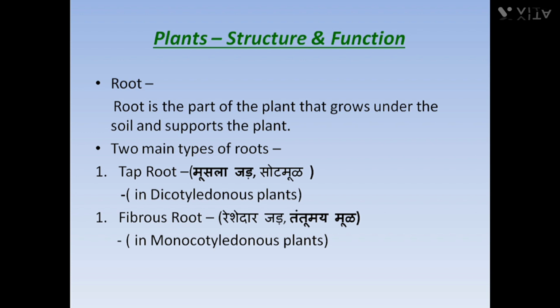Two main types of roots. First is the taproot, which you can see in dicotyledonous plants. Fibrous root, which we can see in monocotyledonous plants.